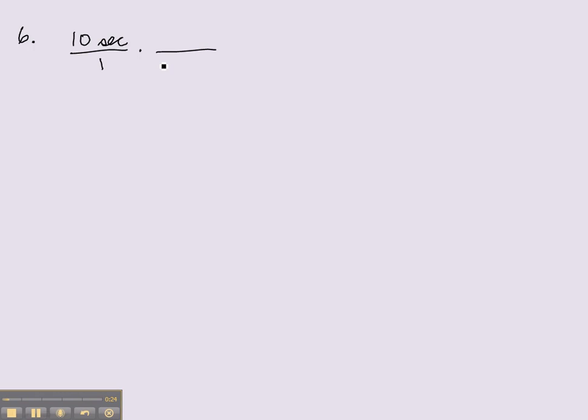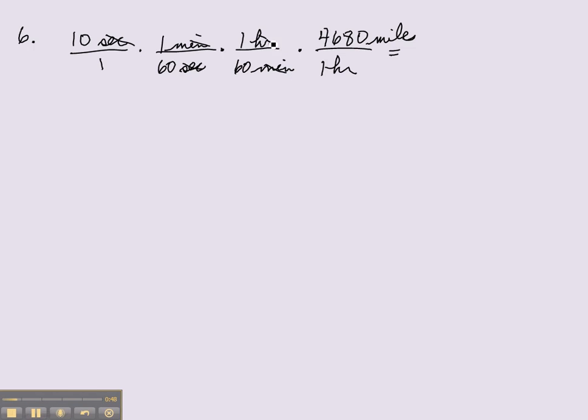Well, first, I think I'm going to convert seconds to minutes, and then minutes to hours, and then in 1 hour, the plane can travel 4,680 miles. And so the seconds cancel, the minutes cancel, and the hours cancel, and we're left with miles. So 4,680 times 10 over 3,600. Divide by 100 and divide this and get 13 miles, which is answer choice C.